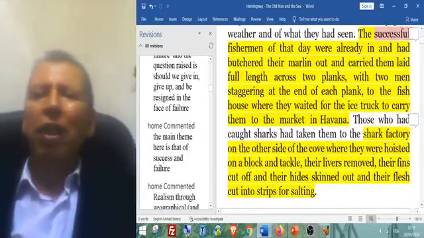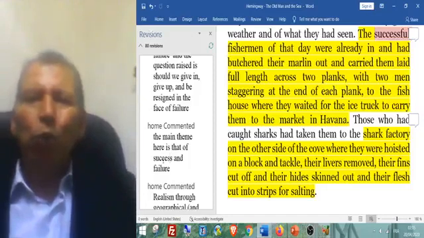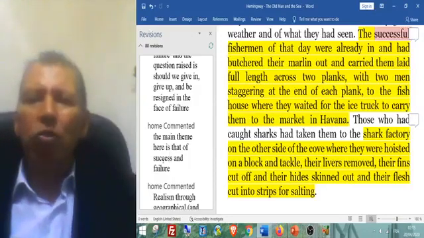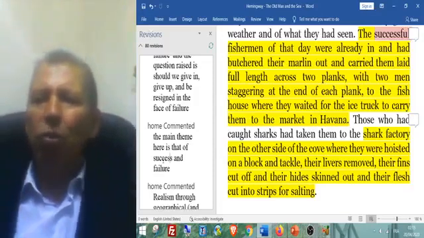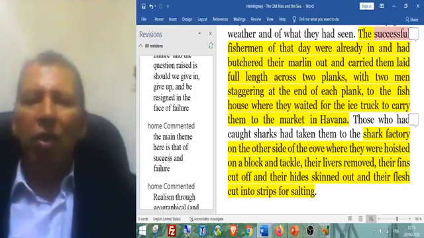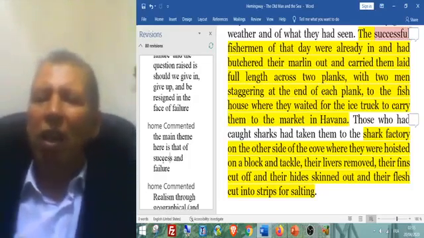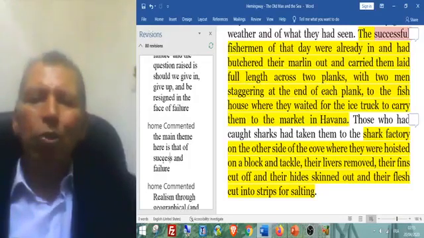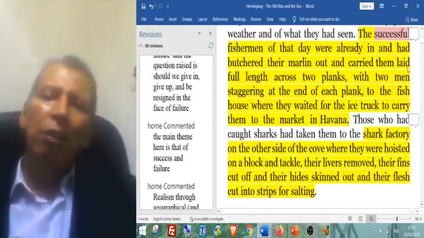The successful fishermen of that day were already in and had butchered their marlin out and carried them laid full length across the two planks, with two men staggering at the end of each plank to the fish house, where they waited for the ice truck to carry them to the market in Havana. Those who had caught sharks had taken them to the shark factory on the other side of the cove, where they were hoisted on a block and tackle, their livers removed, their fins cut off, and their hides skinned out, and their flesh cut into strips for salting. And this is a realistic description of the activities of the fishermen and what they did and how they did it.